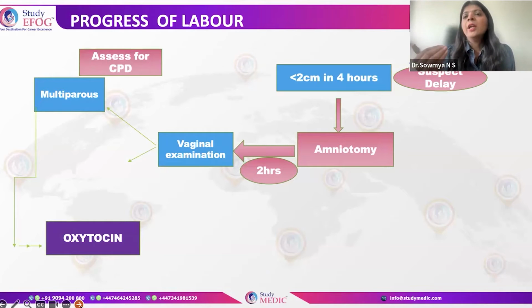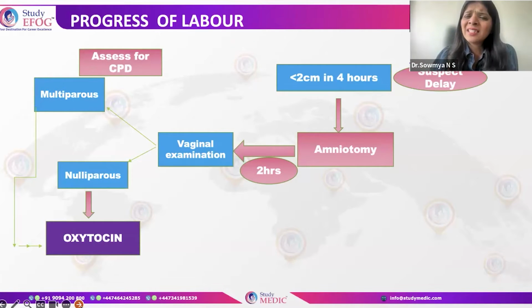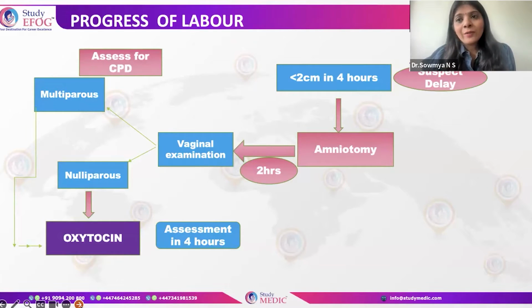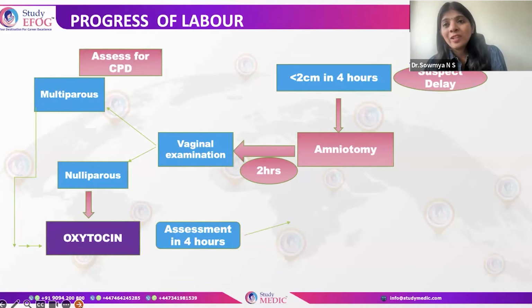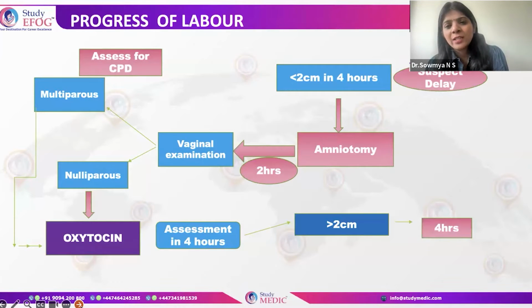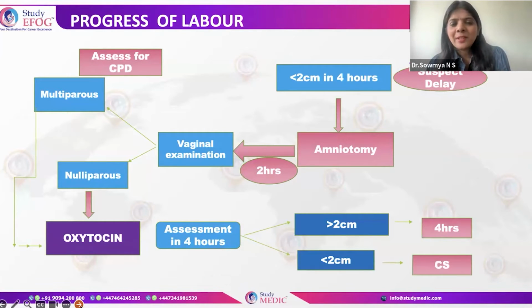You do an amniotomy, you repeat the examination after 2 hours, but it is still not going the way you wanted. You can start oxytocin and you give a solid time of 4 hours, because iatrogenically you are adjusting the oxytocin rate to get the maximum contractions. Even after 4 hours, when you examine, if it is less than 2 centimeters per 4 hours, you really need to think there could be an element of CPD, or probably she will be going for CS. If it is more than 2 centimeters, you let her continue the normal labor. So basically, it's all about understanding and giving sufficient time in a low-risk pregnant woman. Hope this is useful.